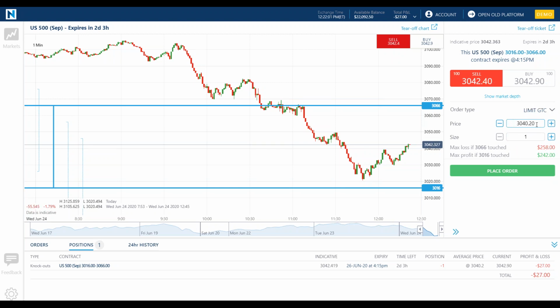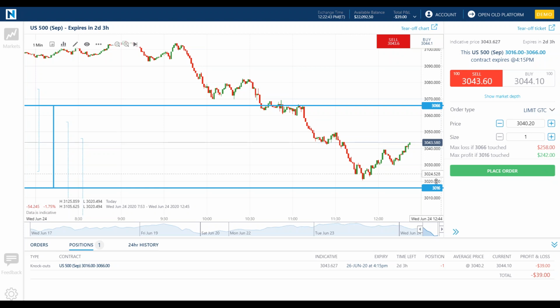Now, what am I doing with this trade? I'm thinking that the S&P 500 is going to go lower. Now, I do have boundaries. If it goes higher and I'm wrong, and it goes back up to 3066, I sold it at 3040.2. If it goes up to 3066, I could potentially lose $258. If it goes up there and touches 3066, this contract will settle. I'm knocked out of the trade, and I have my maximum loss of $258.